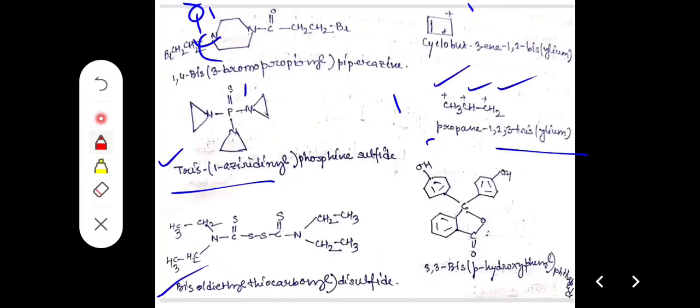Okay. There are many examples, like cyclo but-3-ene-1,2-bis-ylium, because carbocations are present at two positions, so we can use 1,2-bis-ylium. Similarly, tris(1-aziridinyl)phosphine sulfide. The 1-aziridinyl is a unit that is present 3 times. So that's why we use tris. Tris, with hyphen in brackets, 1-aziridinyl phosphine sulfide. Similar things can occur in other examples also.